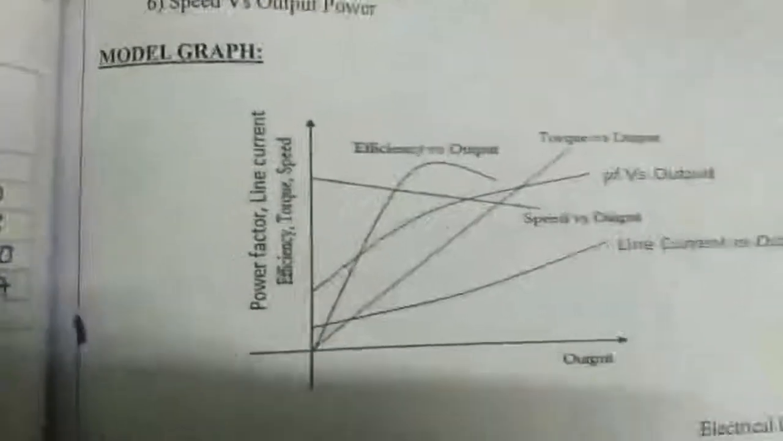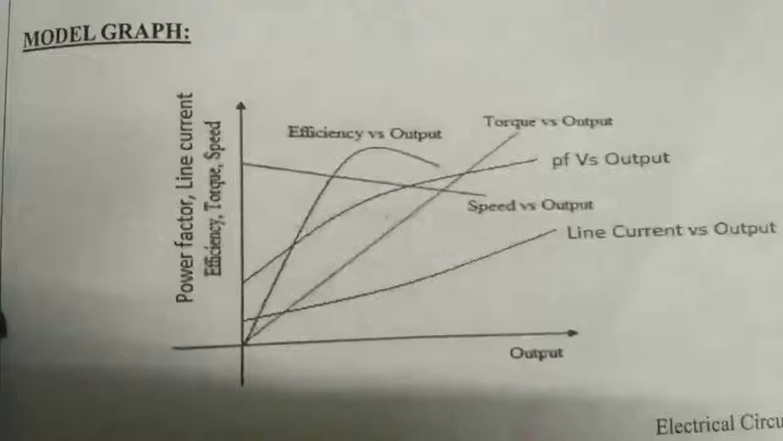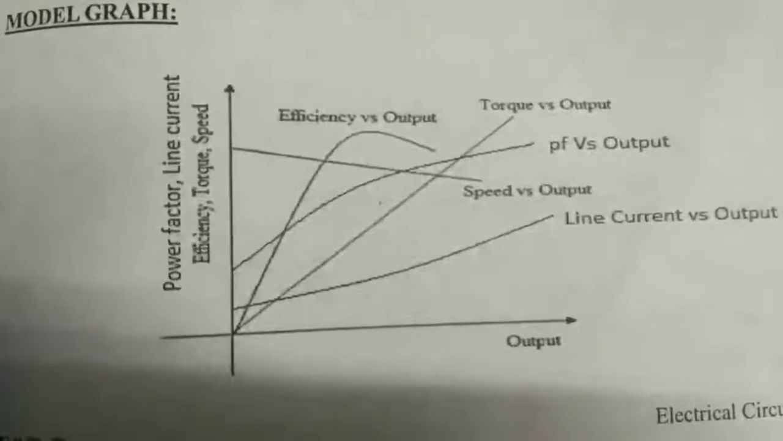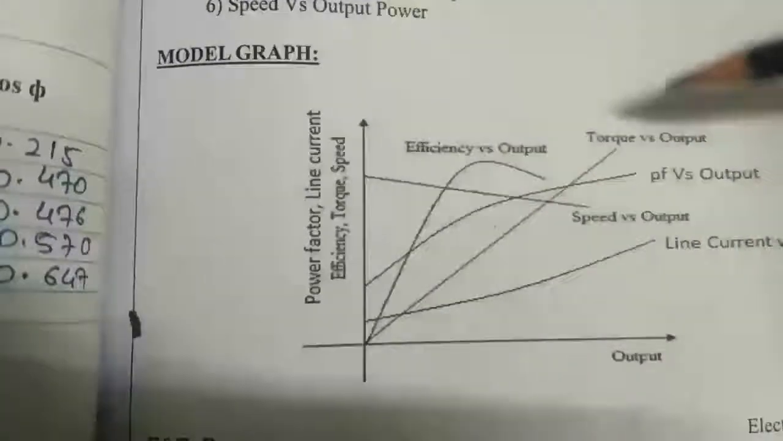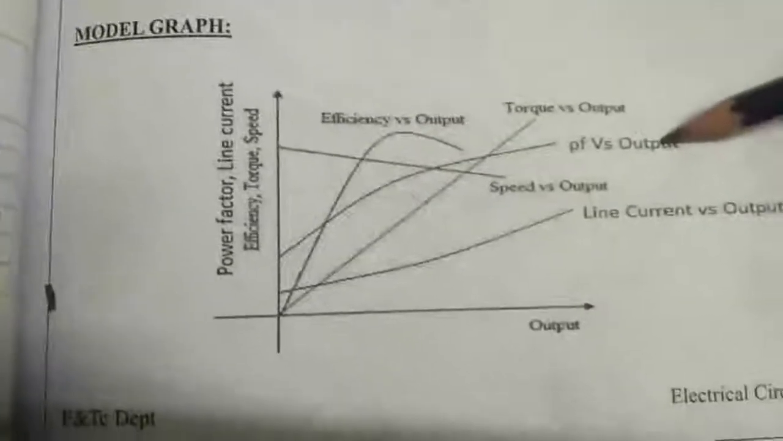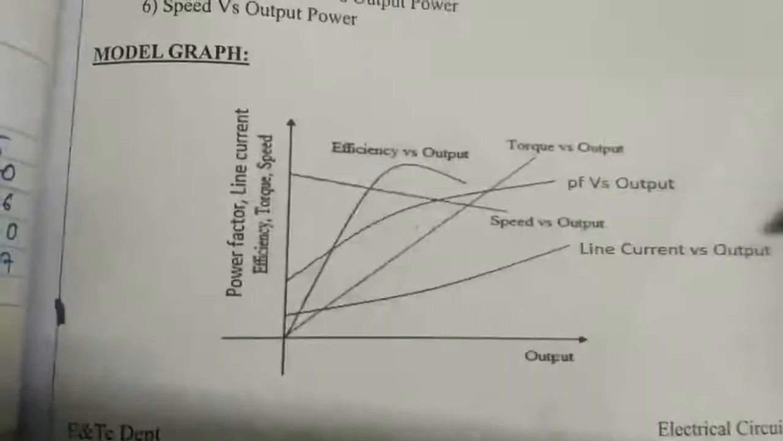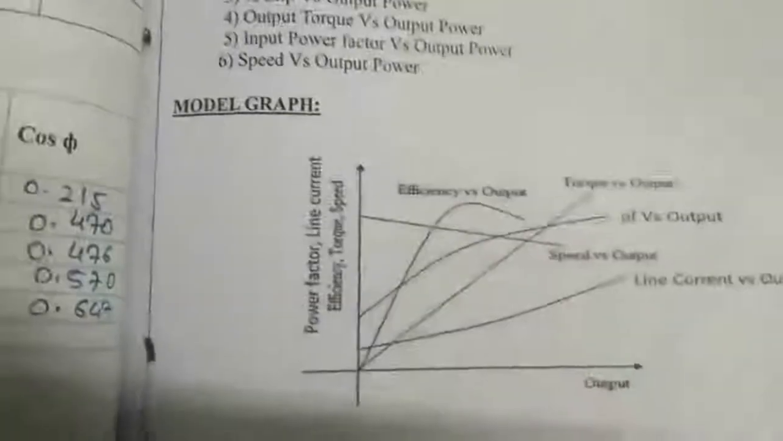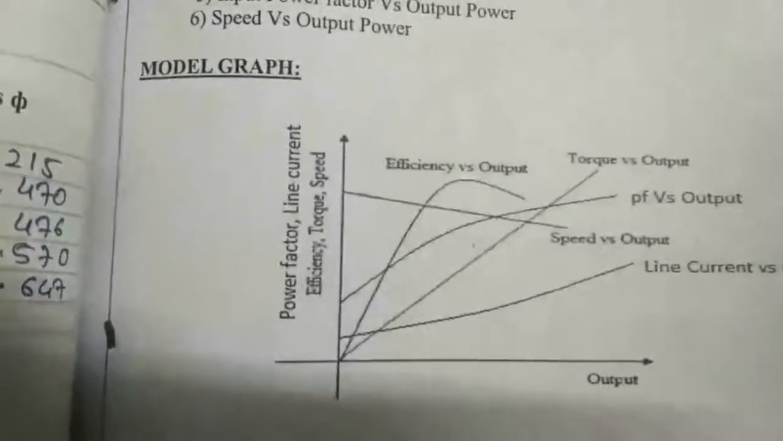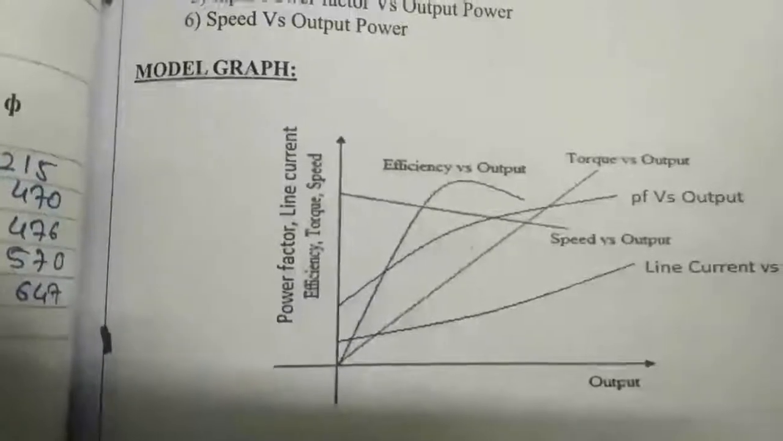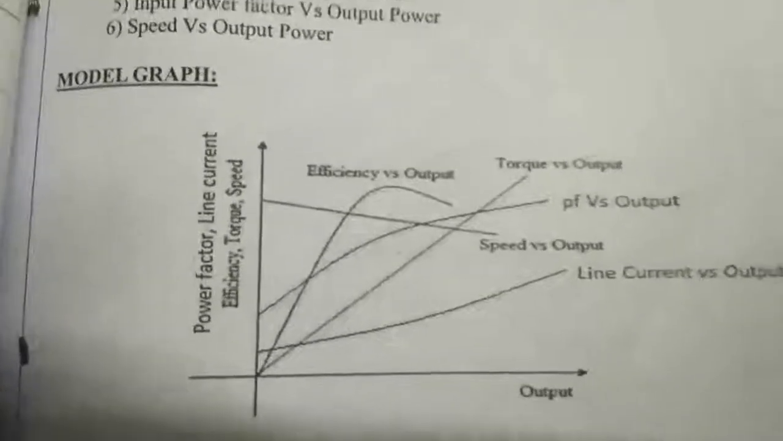And the graphs of the experiment, we have to plot on the graph paper. You can see the nature of the graphs: efficiency versus output, torque versus output, power factor versus output, speed versus output, line current versus output. So these graphs you have to plot so that analysis can be done for the various parameters of the motor with the help of the load test. So this is the calculation part and how to plot the graphs. The graphs are already mentioned here in the lab manual.